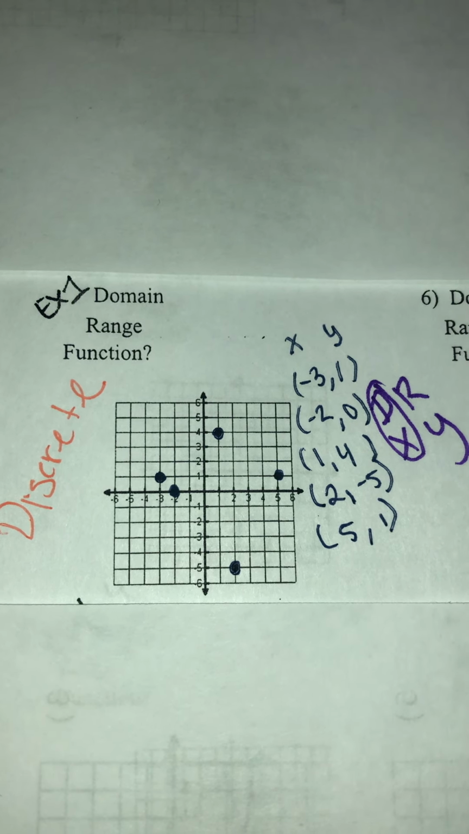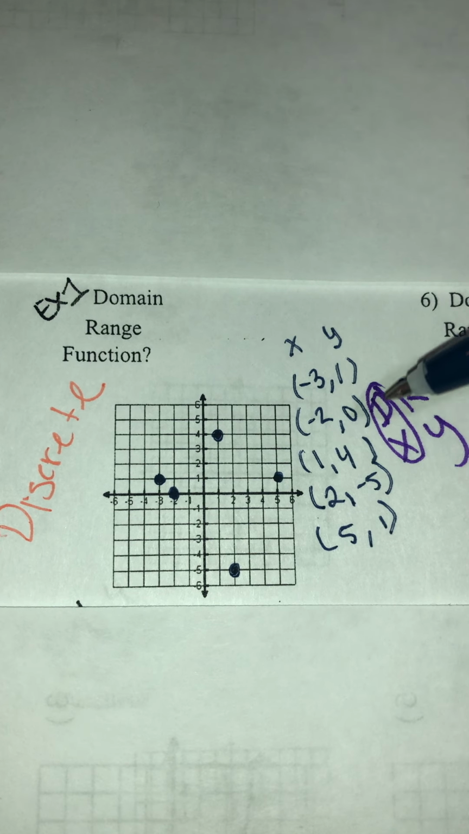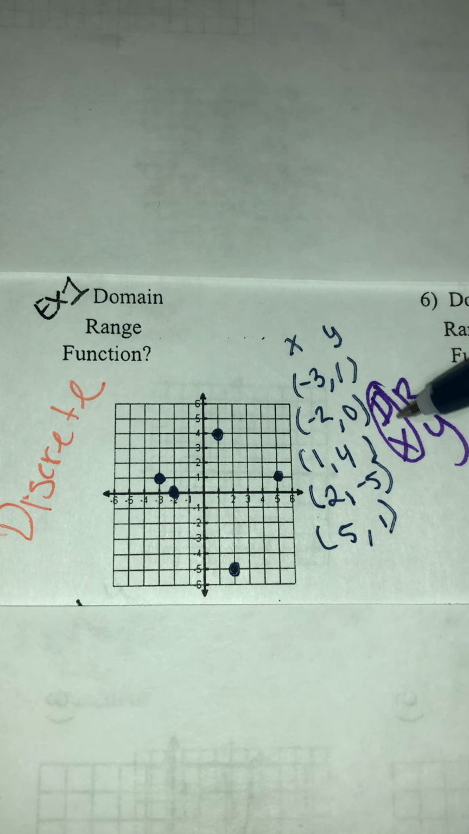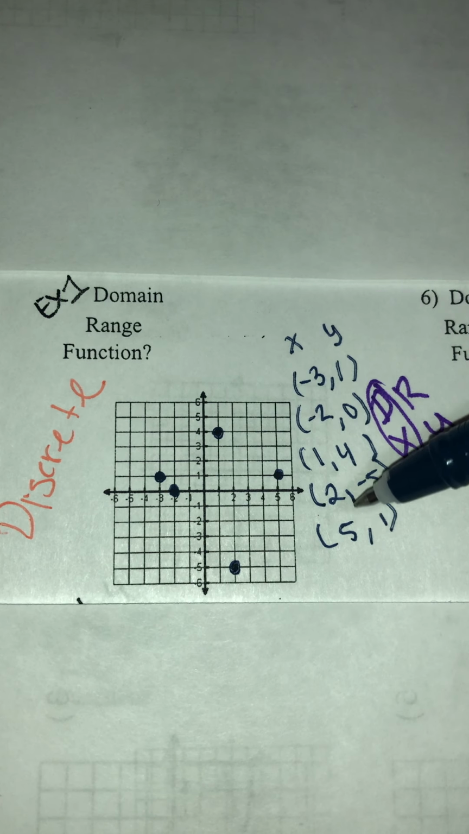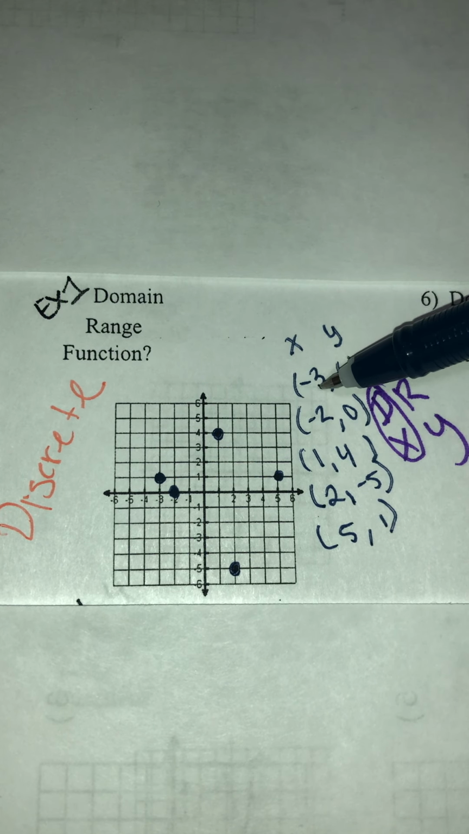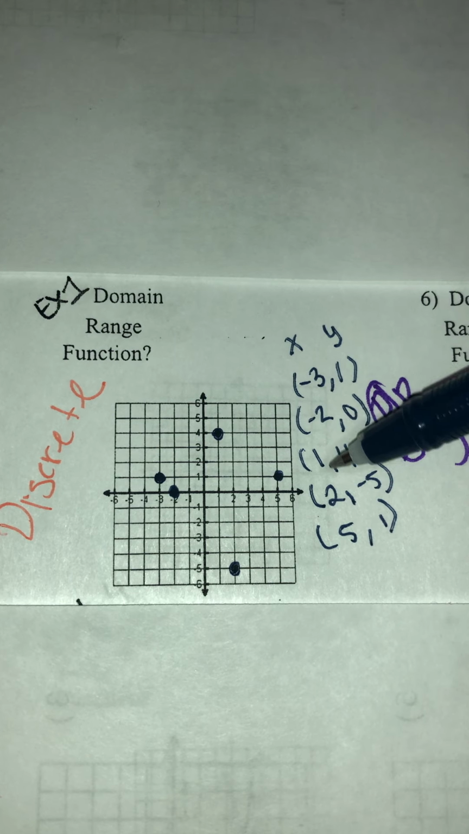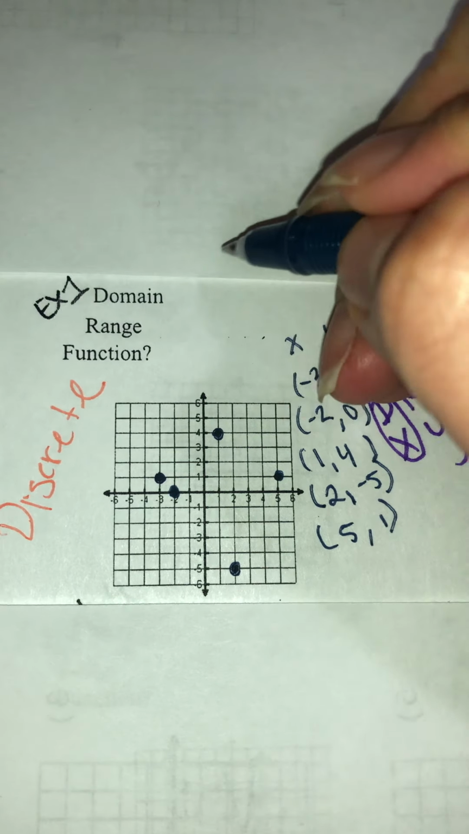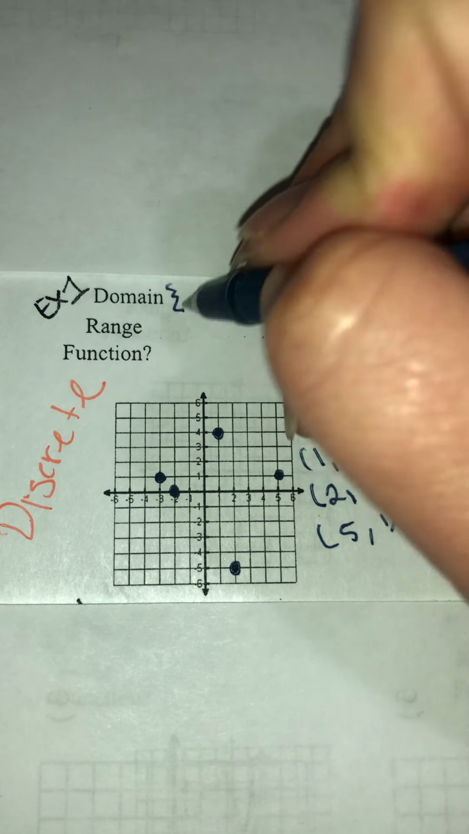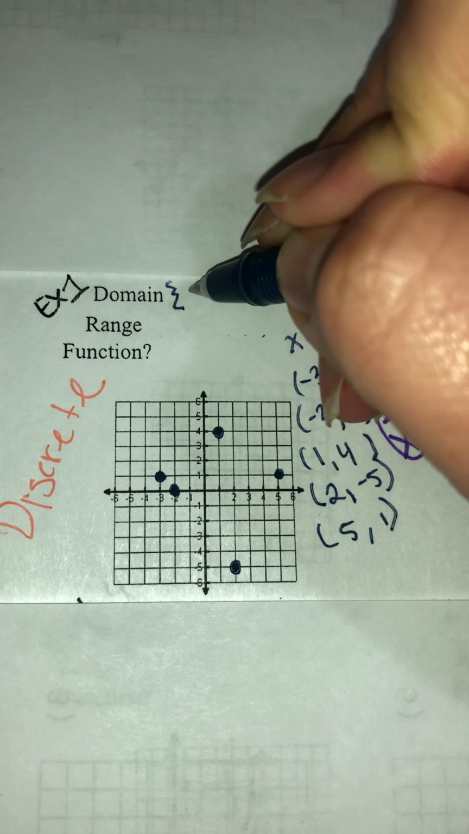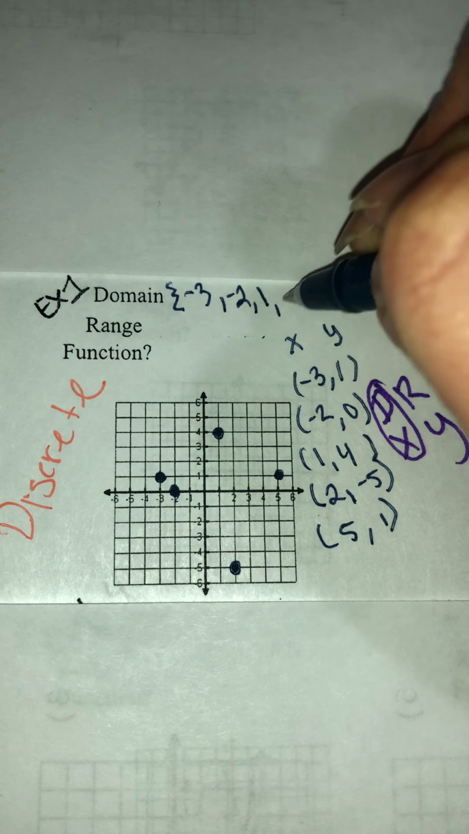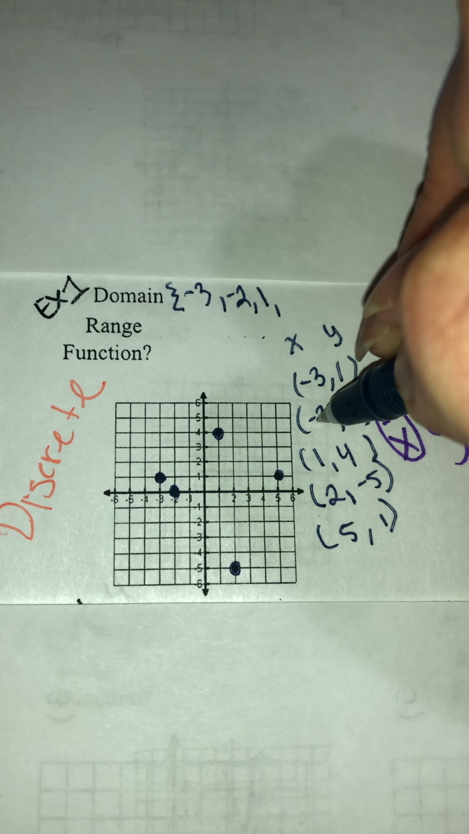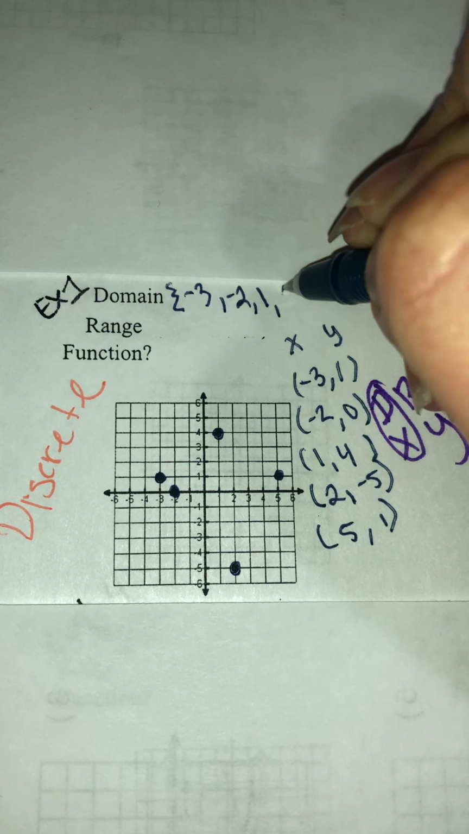Okay, so from here, you have domain X, range Y. So your domain is the X values, which are on the left side. So -3, -2, 1, 2, 5. And they happen to already be in order from least to greatest. So -3, -2, 1, 2, 5.